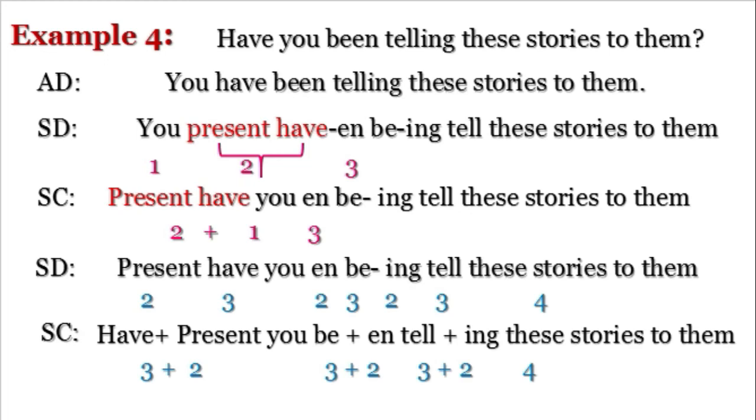Then we apply affix hopping, and we take the SC, which will become the SD: present have you be ing tell these stories to them, meaning present number 2, have number 3, en number 2, be number 3, ing number 2, and tell 3, and the rest is number 4. In the structural change we have have plus present, meaning 3 plus 2, you be plus en, meaning 3 plus 2, tell plus ing, meaning 3 plus 2, and these stories to them is number 4. And we will get the surface structure, which is: have you been telling these stories to them.